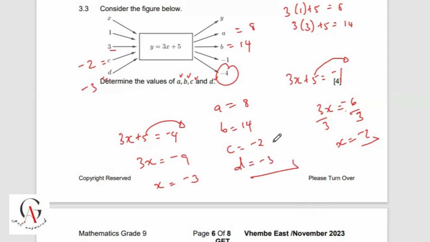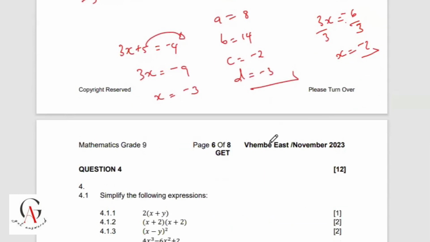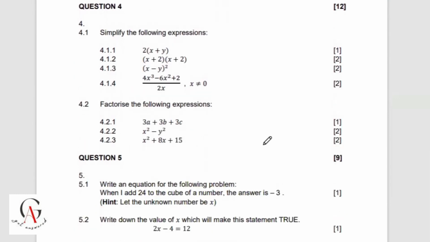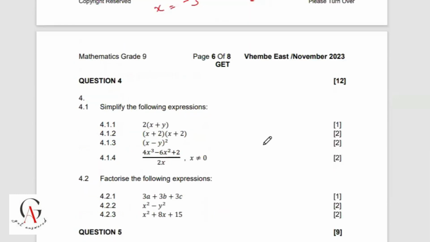So that is question 3.3 and question 3 as well. Question number 4, you need to open up brackets here, simplify the following expressions. So these two must affect everything that is inside the brackets. So 2 by x will give us 2x, and then 2 by y will give us 2y. That should be our answer. We cannot add this together because they are not like terms.